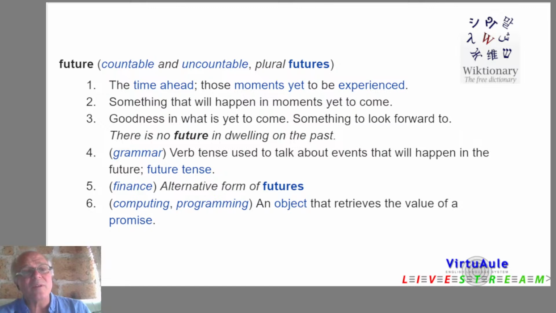And in grammar, it's the verb tense used to talk about events that will happen in the future. So it's the future tense. We really don't have a future tense. This is not exactly true, but in finance, we have the alternative form, futures. Here we have it as a countable with an S. So I have different futures. This has to do with finance, with the type of investment. And also in computing, we have an object that retrieves the value of a promise. That's very interesting that they use this term as future.